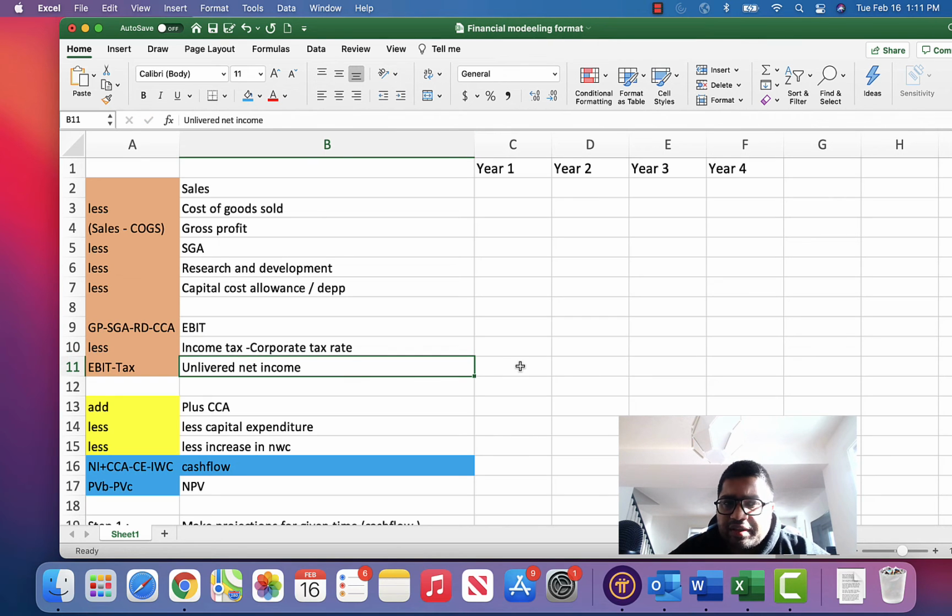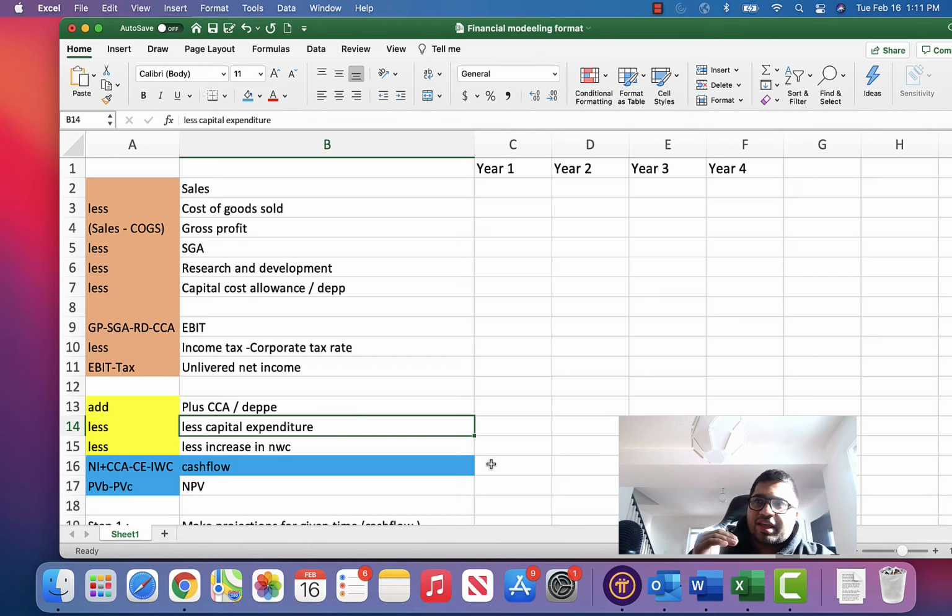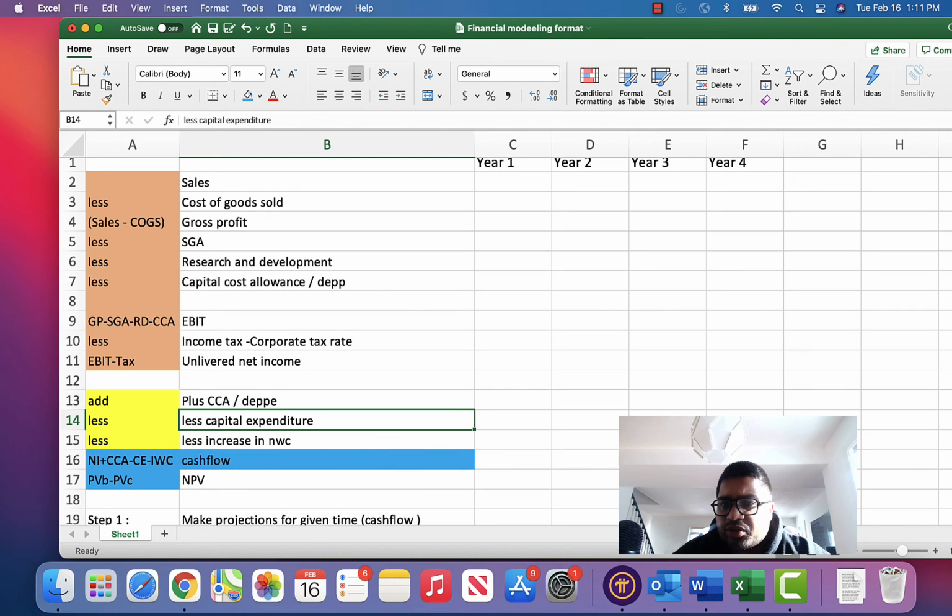Okay, you get unlevered income, but we do not value a business based on income. We value the business based on cash flow. So from unlevered income, we have to go to cash flow. So how do you do that? You add back depreciation. CCA is also called depreciation. You reduce capital expenditure, whatever you're incurring, and you reduce increase in net working capital. So if the working capital is increasing, you reduce that. If working capital is decreasing, you add it back. Based on that, you get cash flows.